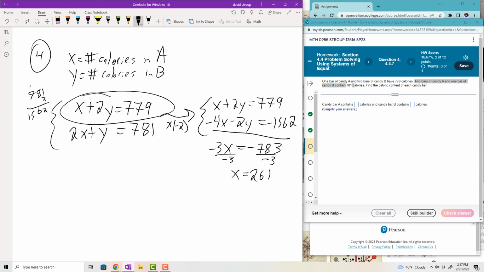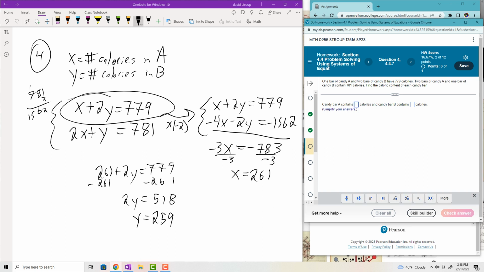And then back sub, I'll just take that equation. So 261 plus 2y equals 779. Subtract the 261. So 2y equals 518. So y will be 518 divided by 2, which is 259. So they're both pretty much the same calorie-wise. You know, candy bar A is a little more, you know what I mean, decadent. Not by much though, right?